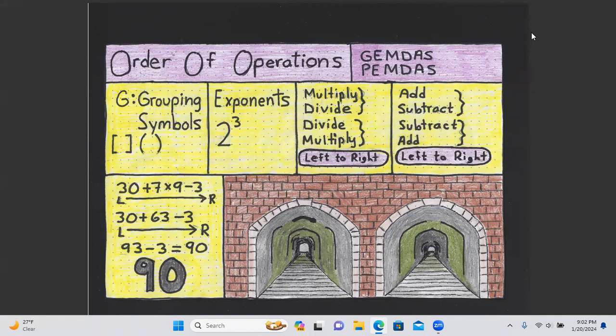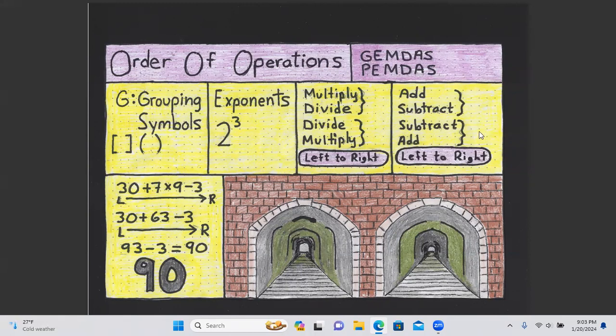Today we're going to begin our first video of a series of videos involving the order of operations. But before we get started, there are two acronyms that we have to know, and they are PEMDAS and GEMDAS.